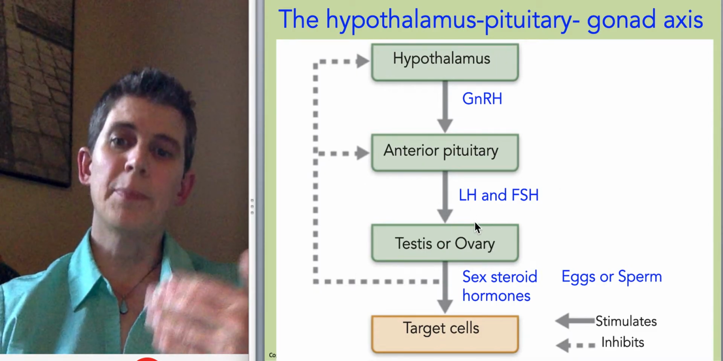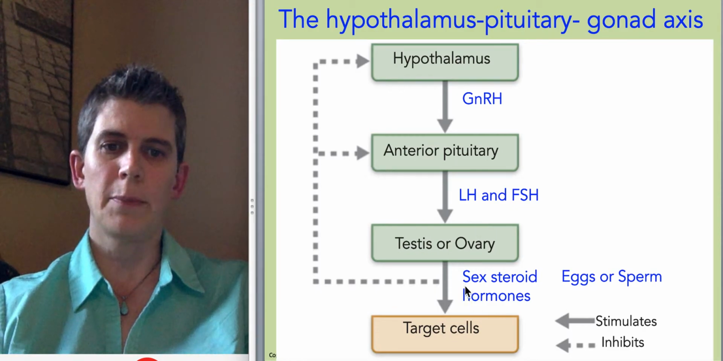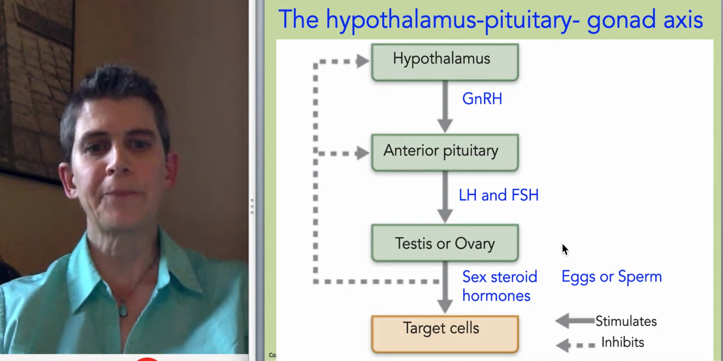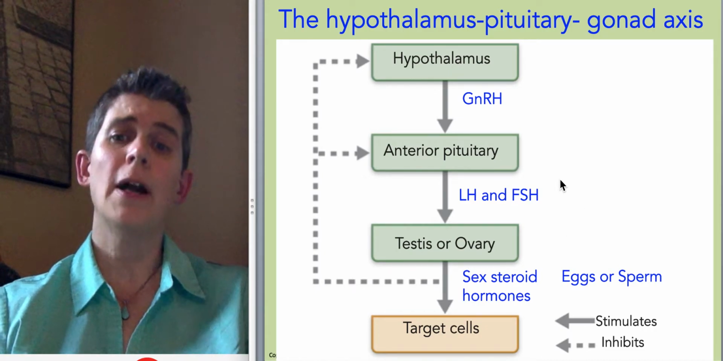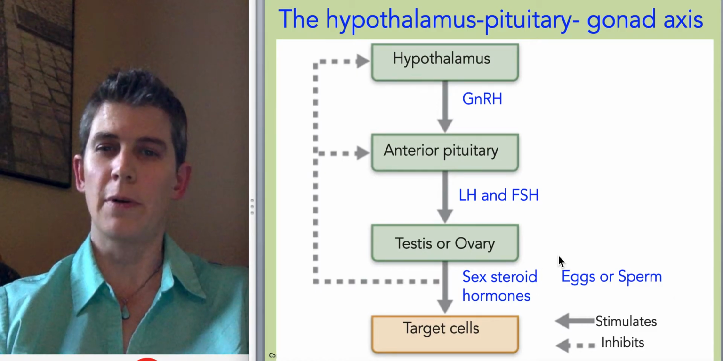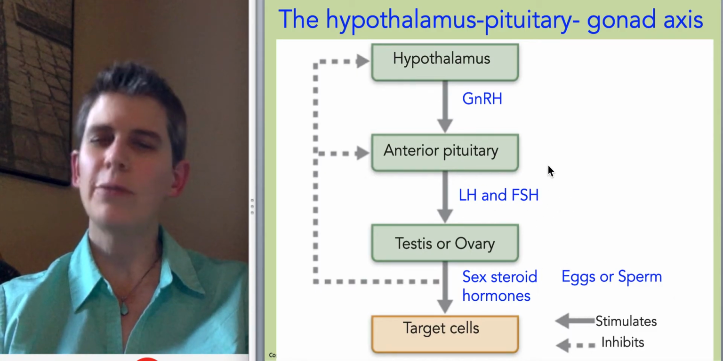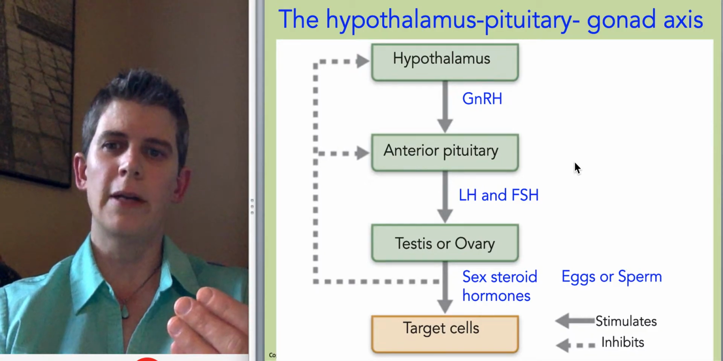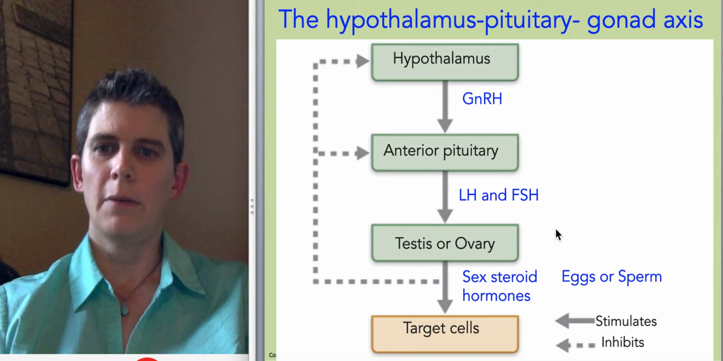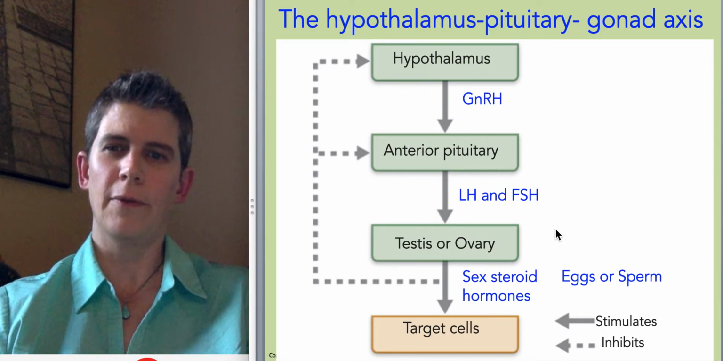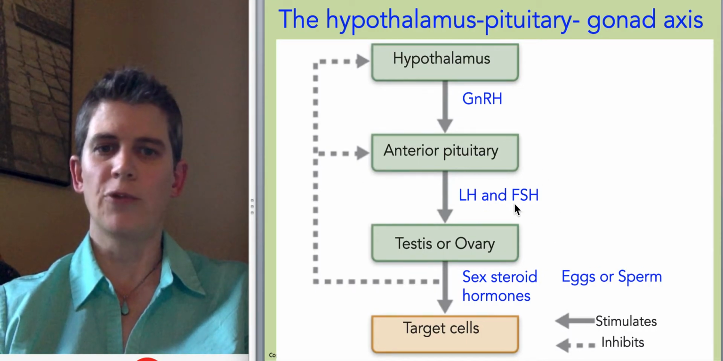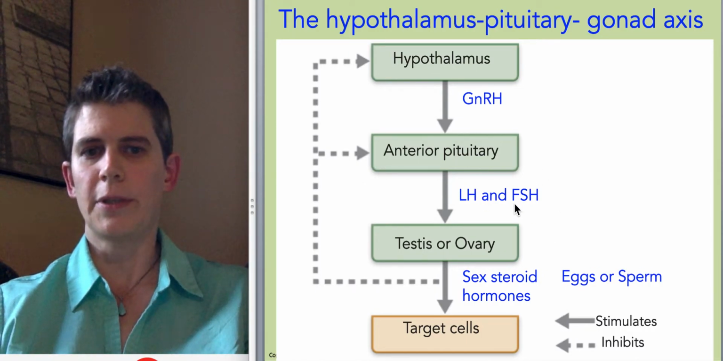LH has the primary job of stimulating the production of sex steroid hormones in the testis or in the ovary. And FSH has the primary job of stimulating the production of eggs or sperm. So the reason why there are two hormones stimulated by GnRH is because there are two jobs that have to be accomplished by the gonad, the testis, or the ovary. So each of those two jobs has a primary controller from the anterior pituitary.